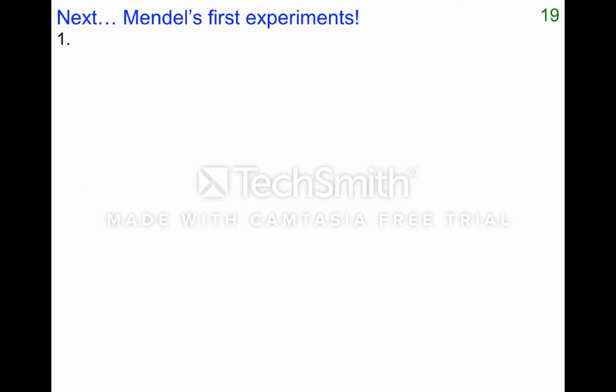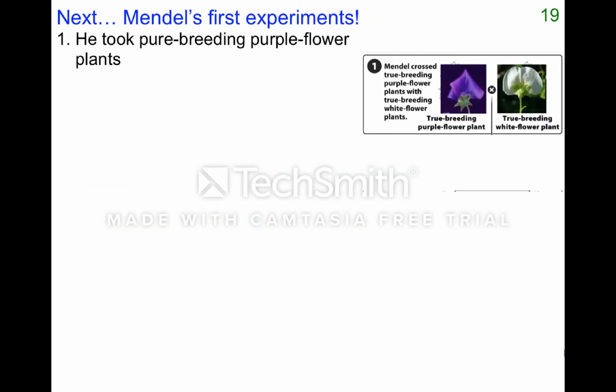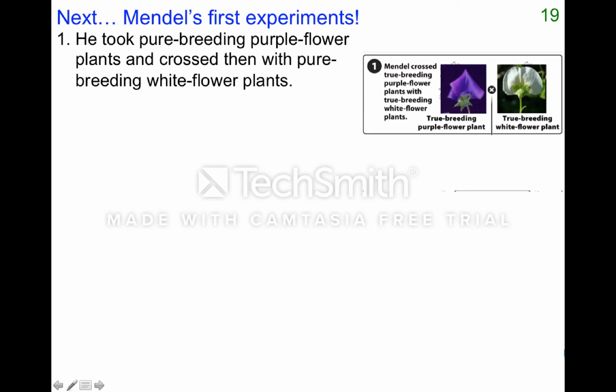So next, let's talk about Mendel's first experiments. First he started off with pure breeding plants. Of course, he spent 2 years making them, so he's got to use them. He took pure breeding purple flower plants and bred them with pure breeding white flower plants. When he crossed them together, this is called the P generation. We're taking 2 very different parents and breeding them together.